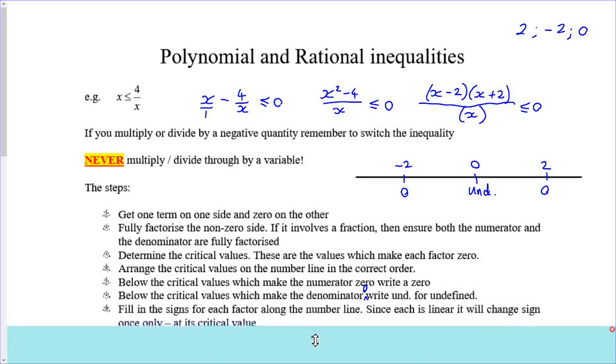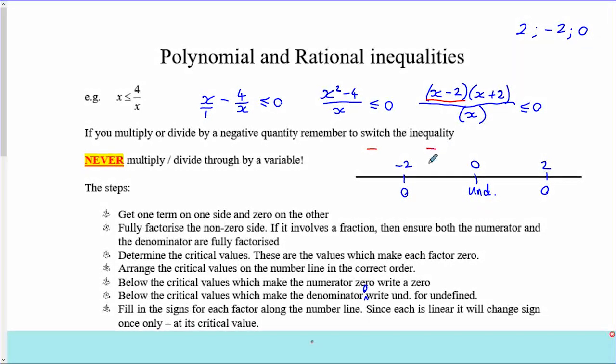Right. Okay. Then fill in the signs for each factor along the number line. Since each is linear, it will change sign once only at its critical value. Okay, so what I'm going to do now is color code this a little bit and use some different colors. So if we look just first at this factor, which I've underlined in red, to the left of minus 2, a number like minus 5, this factor would be negative. Between minus 2 and 0, like at minus 1, it would still be negative. Between 0 and 2, like at positive 1, it would still be negative. And bigger than 2, like at 5, it would be positive.